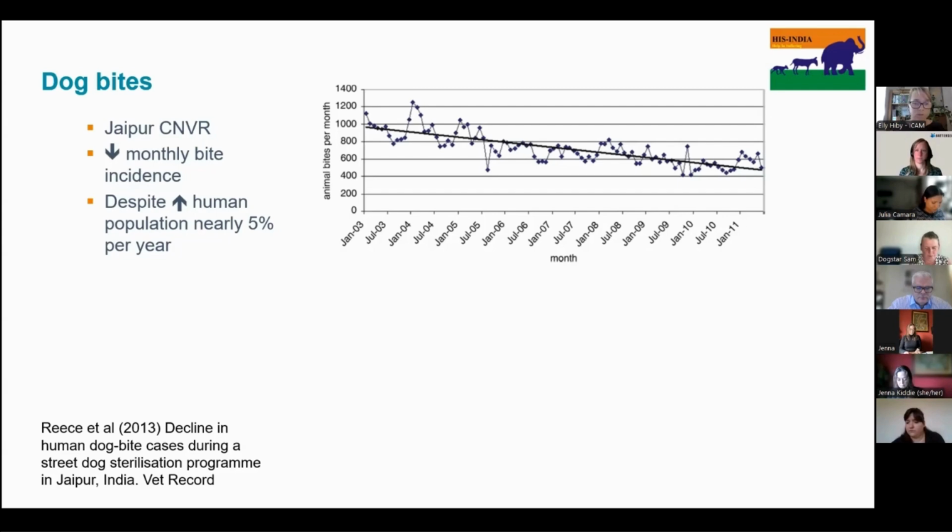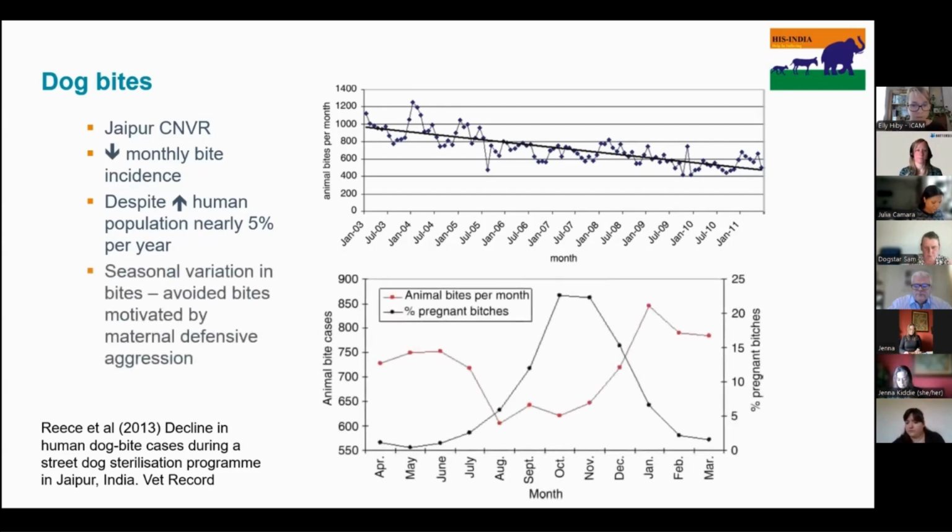So they also looked at the seasonality of bites and found that the highest bite rates occur shortly after peak whelping season. So the proposed motivation for many of the bites was maternal defensive aggression. These were mothers protecting puppies from a perceived threat, or indeed the puppies themselves biting. And sterilisation directly takes away that motivation and therefore had reduced many of the bites.